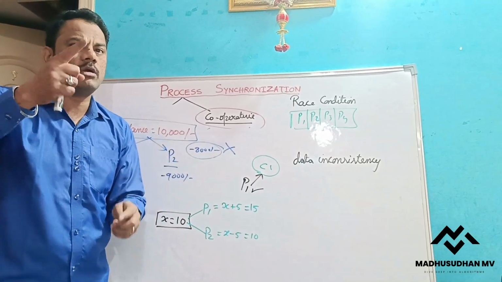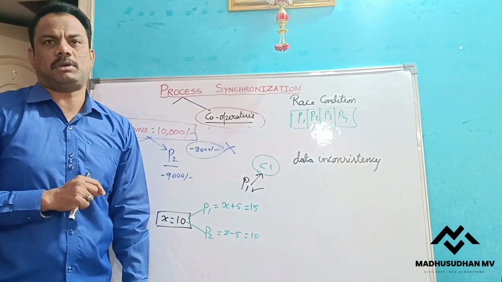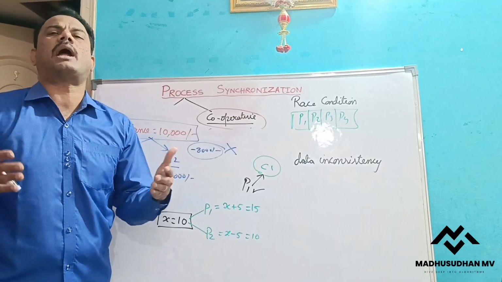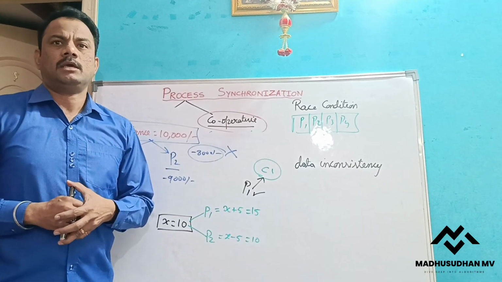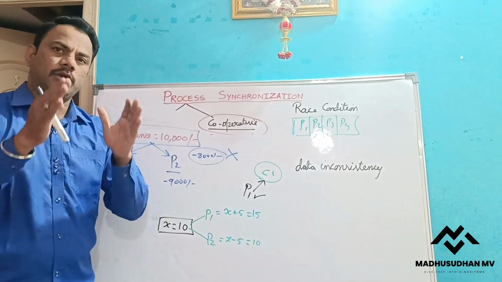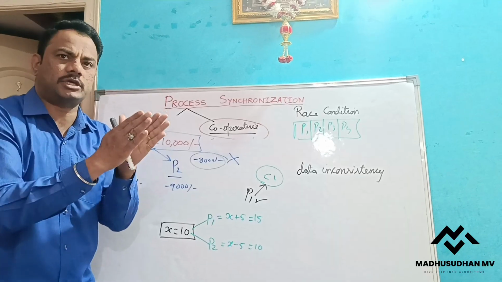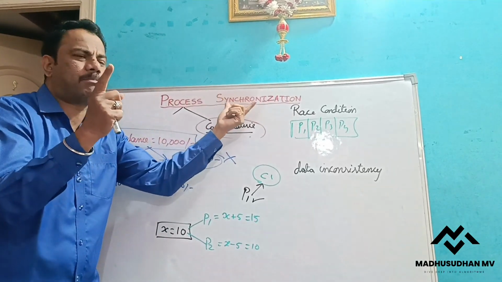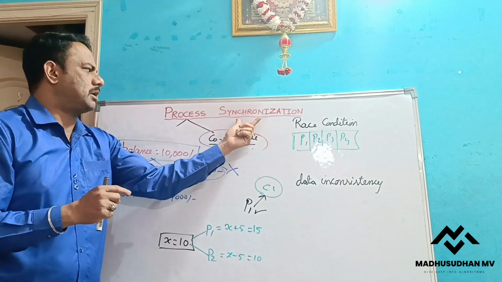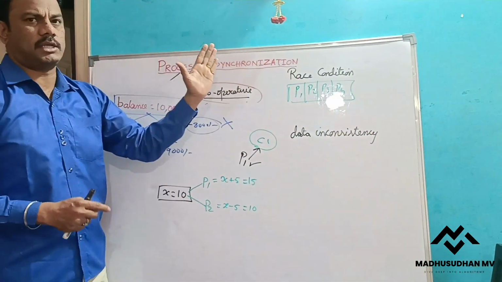But what is the problem if you allow one by one? It is not possible to achieve multiple programs at the same time. But today we want to execute multiple activities at the same time. If you allow only one at a time, there is no concept of multi-programming. So if you want multi-programming, every operating system has to ensure proper synchronization, proper coordination, proper communication between the two or multiple processes. This is what process synchronization is.